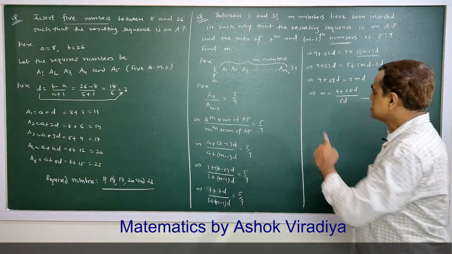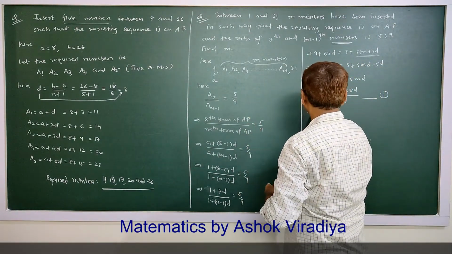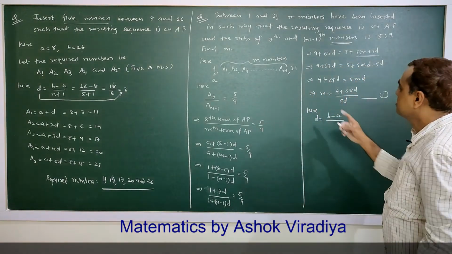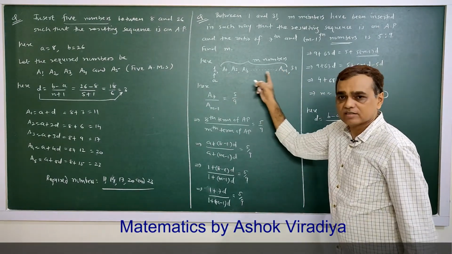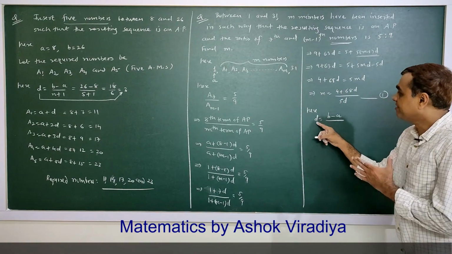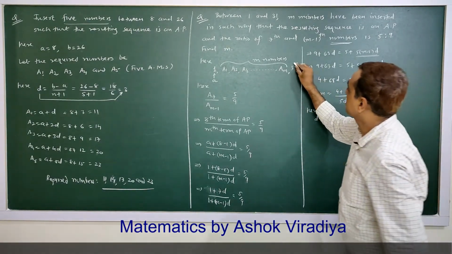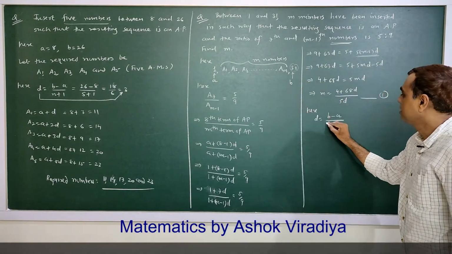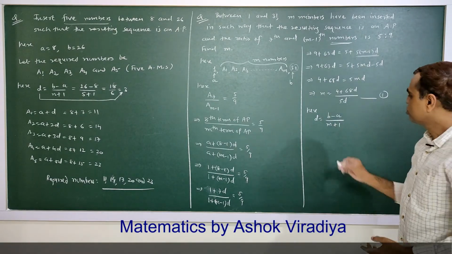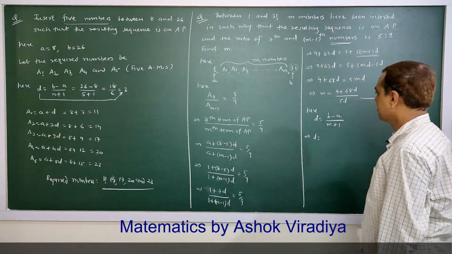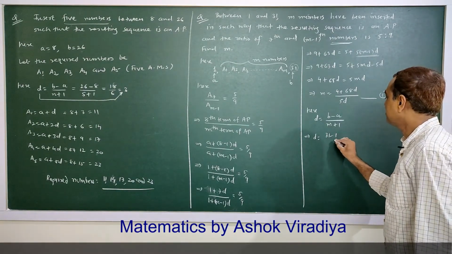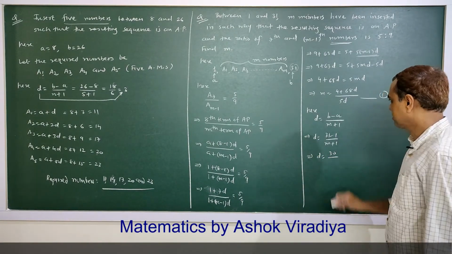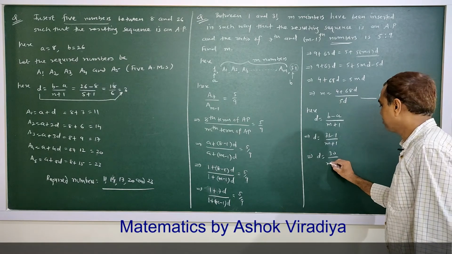So, here D is equal to, we are using this formula B minus A upon M plus 1, because these M numbers are inserted here, these are M arithmetic means. So the difference is B minus A upon M plus 1. B is 31, so 31 minus 1 upon M plus 1. So D is 30 upon M plus 1.